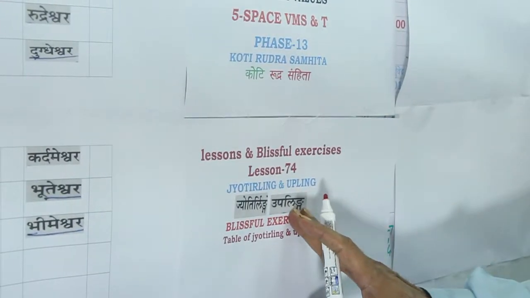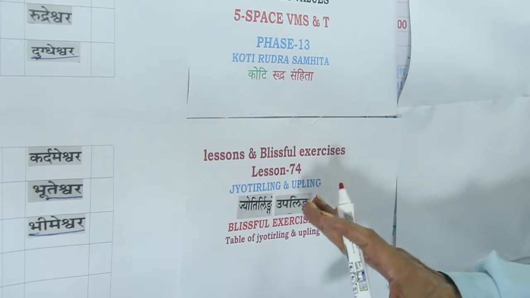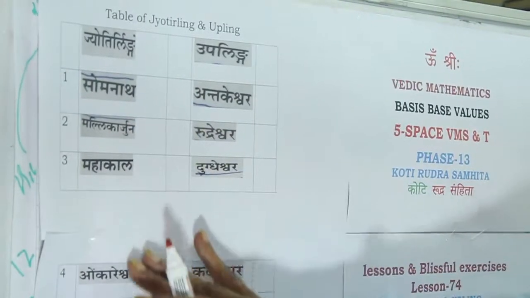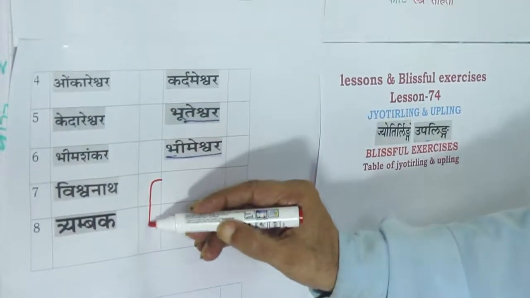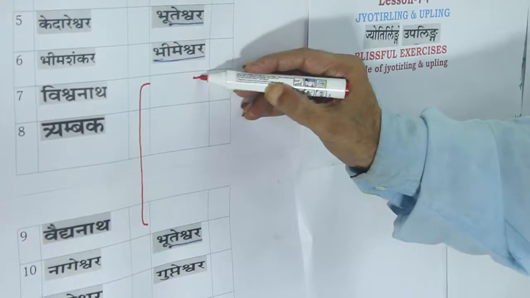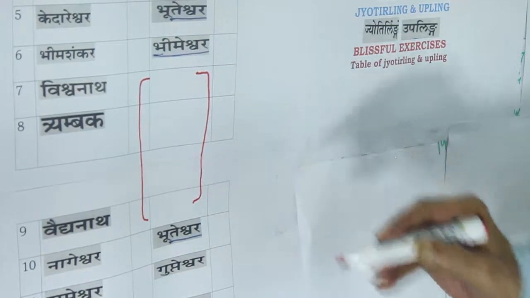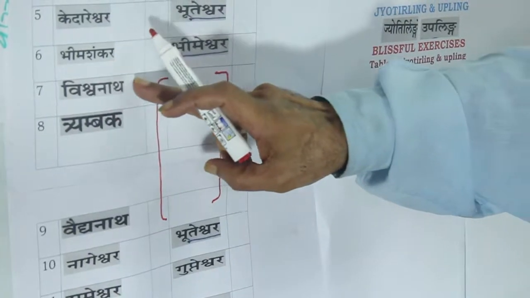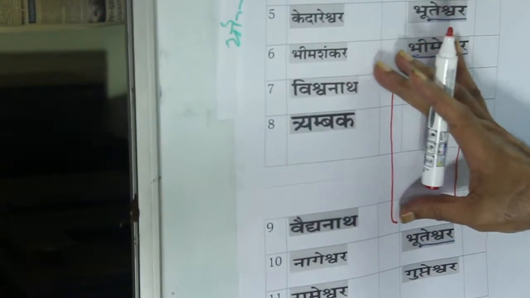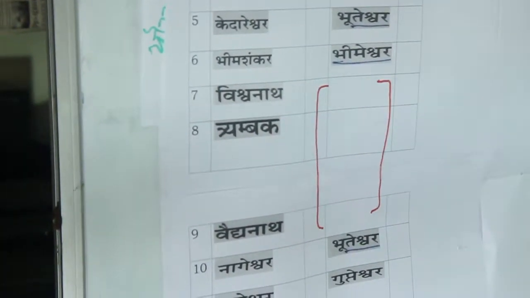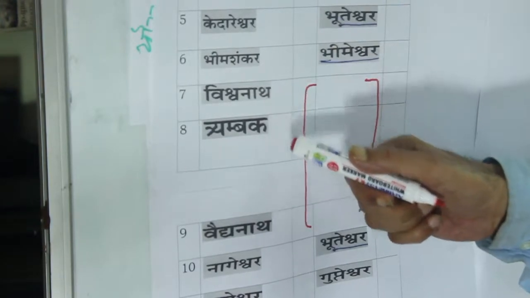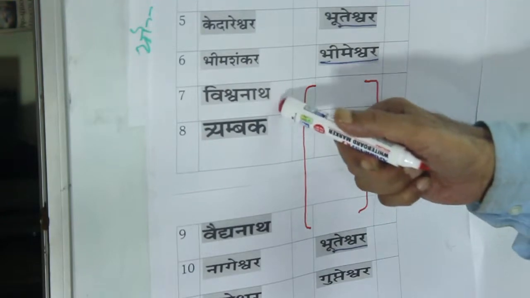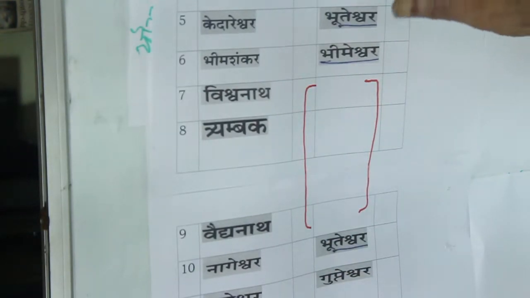Jyotirling and Uplings are the formulations. These are the formulations which are 12 as Jyotirling and 12 as Jyotirupling. Here, in respect of these three Jyotirling, there are classes of Uplings which are of the order of the Jyotirlings. Here, Vishwanath, Triambakam and Vedanath are the Jyotirling which have their Uplings as class, as groups, and group of Uplings of these three Jyotirlings are of the order of the values of Jyotirlings themselves.